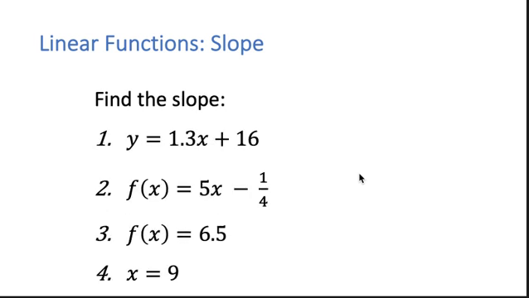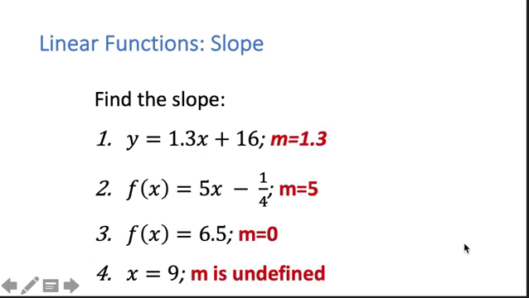So I want you to pause the screencast and, using that definition, find the slope of these 4 lines. 2 are written in function notation and 2 are written just in the standard equation format. So did you get, in the first example, the slope is equal to 1.3. In the second example, the slope is equal to 5. This is a constant function, so the slope is equal to 0. And this is the equation of a vertical line, so the slope is undefined.